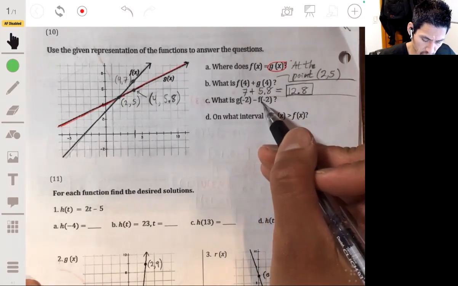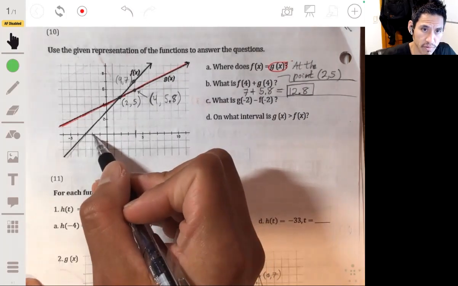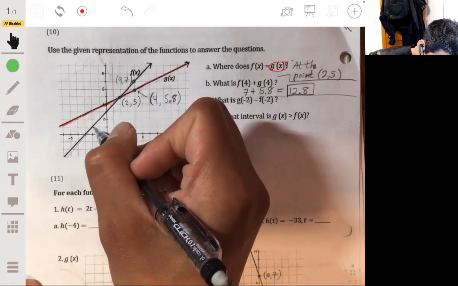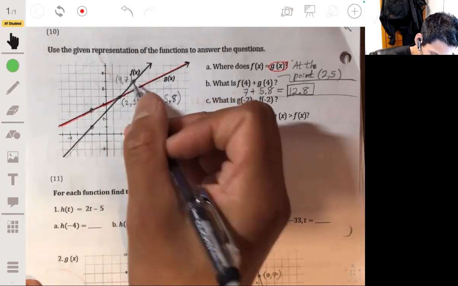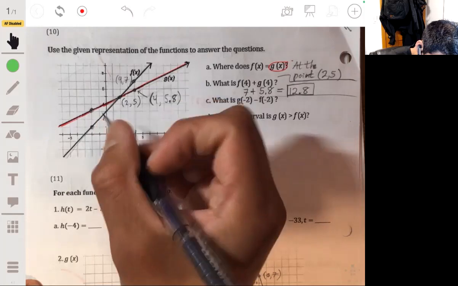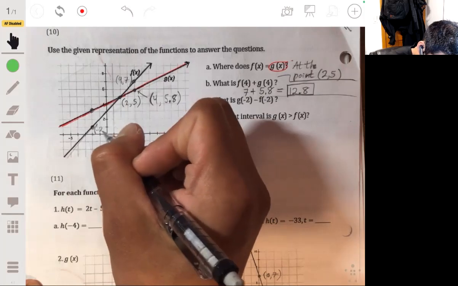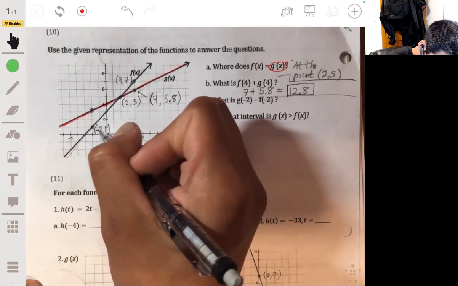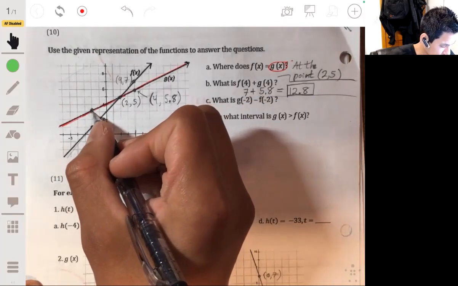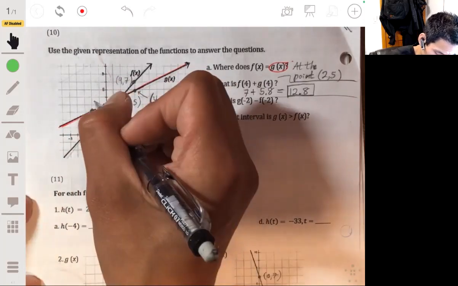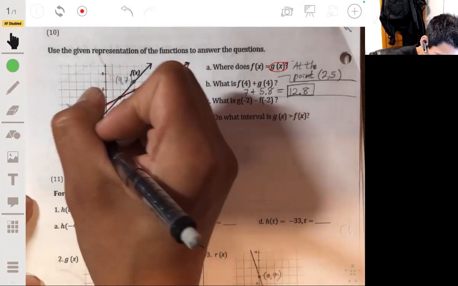What is g of negative 2 minus f of negative 2? G of negative 2, we look when x is negative 2. And if you look at this point here, and then this point here. So f of negative 2, this point, that's like a negative 2, 1, it looks like. And then again, this is kind of sketchy, doesn't give you a clear coordinate on that. But I'm going to go with negative 2, comma, like 3.2.